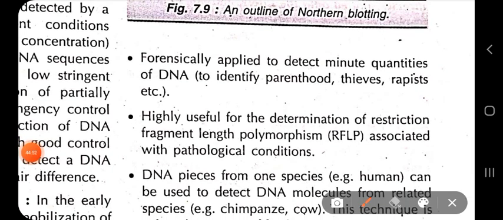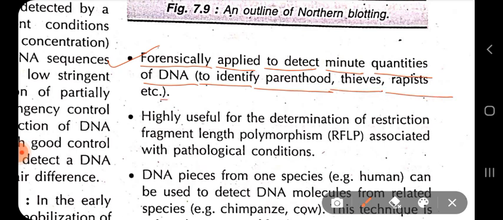Then another application is forensic use, to detect minute quantities of DNA to identify parenthood, thieves, rapists, etc. So it is very useful for forensic studies because in forensic studies we get a very minute amount of DNA sample at a crime site. Well, for the parenthood study, the DNA sample can be obtained in much larger quantity. Okay, because the victim is there, but the committed crime is actually there.